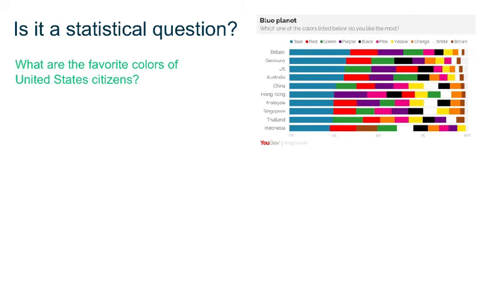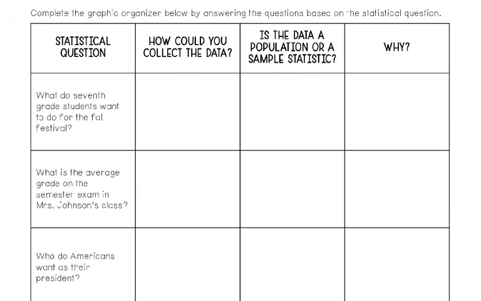Instead, a statistical question could be, what are the favorite colors of United States citizens? This is a statistical question because to answer it, I would collect data by asking people in the United States about their favorite colors. And there would be variability in the data. Not everyone has the same favorite color. In this graphic organizer, you can see some more examples of statistical questions. For example, what do 7th graders want to do for the fall festival is statistical because the data would vary. Everyone's going to have a different idea of what to do for the fall festival.